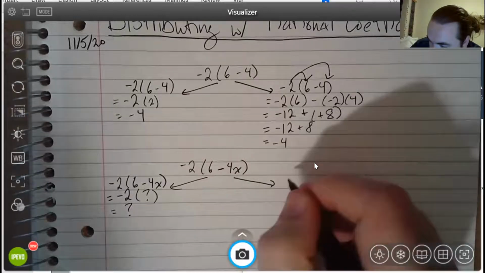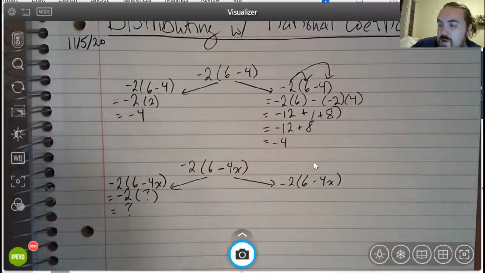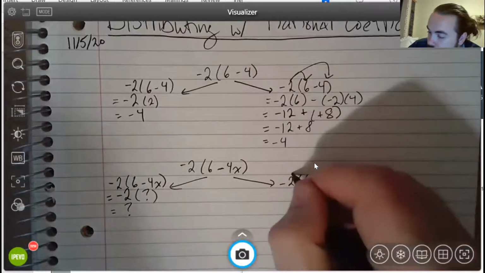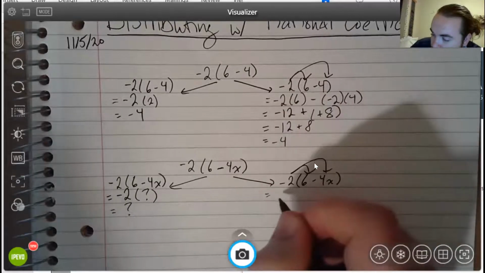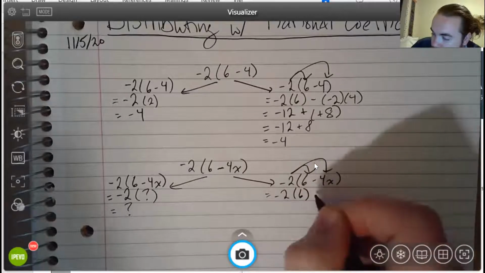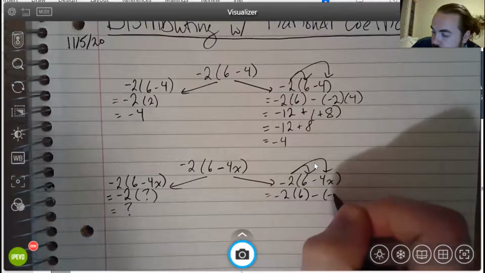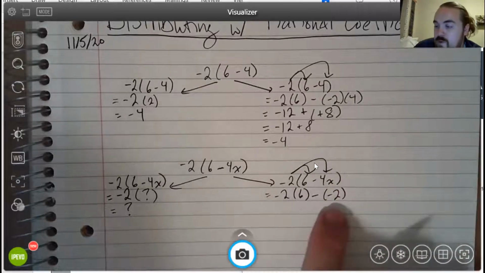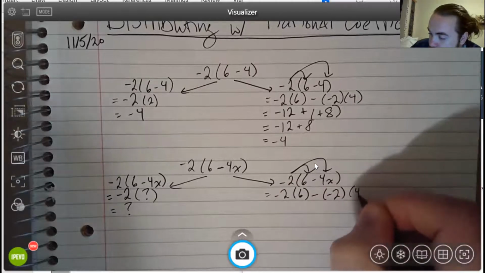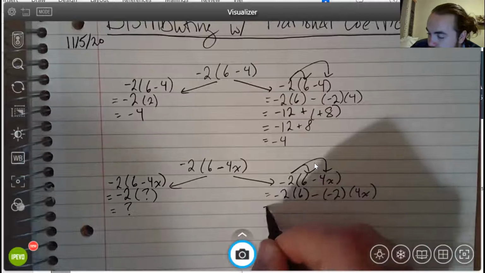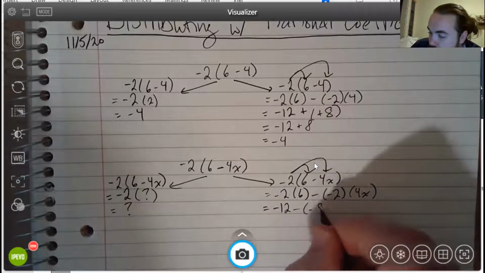So again, I'm going to write the original expression. Part of the reason why I need to write the original expression is that I need to be able to draw my arrows. So I draw the first term to the second term. Again, write out the multiplication first. -2 times 6 minus, we're just bringing down that operation. Now, what I'm multiplying in, -2. Remember, put parentheses in front of it because it's following an operation. And then 4x. In this case, -2 times 6 is -12 minus -2 times 4x is -8x.